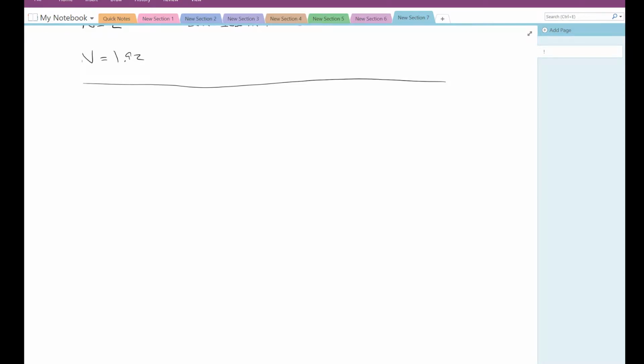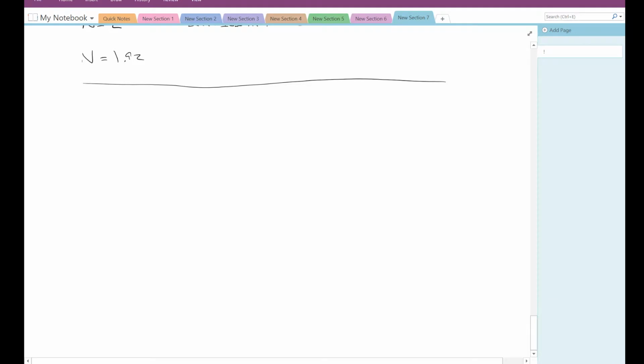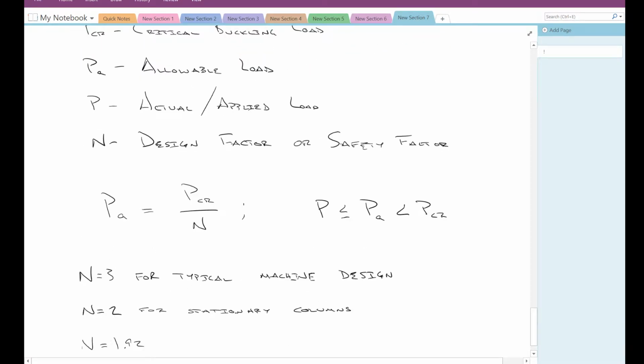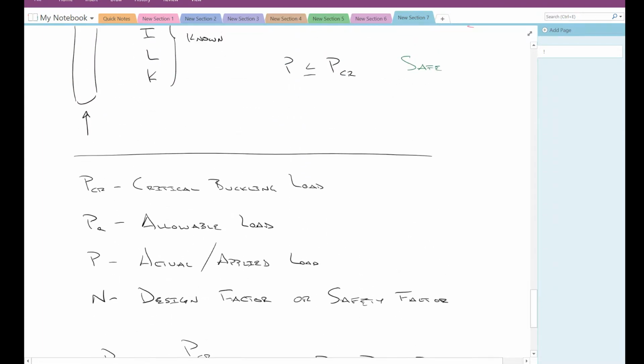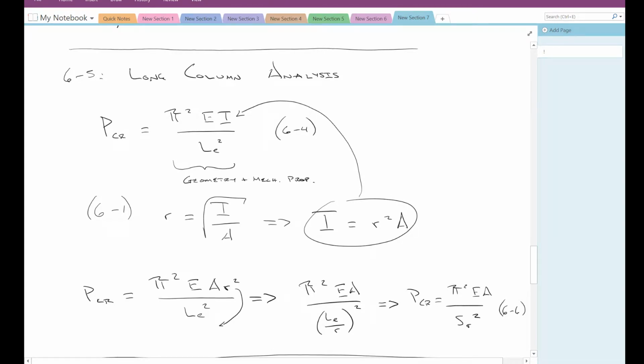Let's continue our discussion on Chapter 6, which is columns. We'll look at some of the design considerations of it. Just a quick review of what we've looked at is our design factor as it applies to our critical buckling load, our allowable load, and our long column analysis.